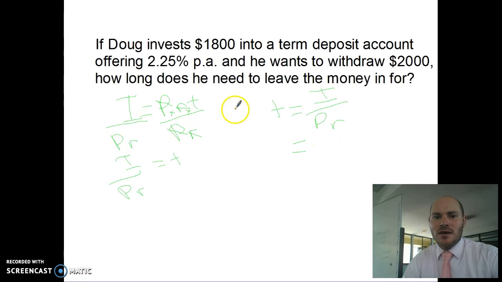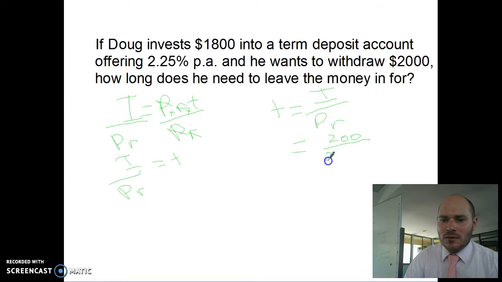So my interest: if Doug invests $1,800 and he wants to withdraw $2,000, he needs to make $200 in interest. So that's going to be the difference in that. So the principal he started with, made a boo-boo, he started with $1,800 and his rate is 2.25, which I'm going to write as a decimal, 0.025.